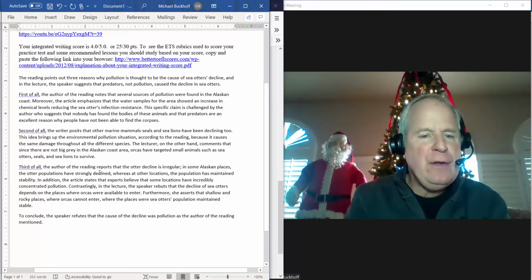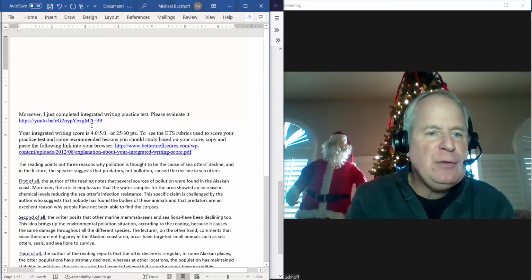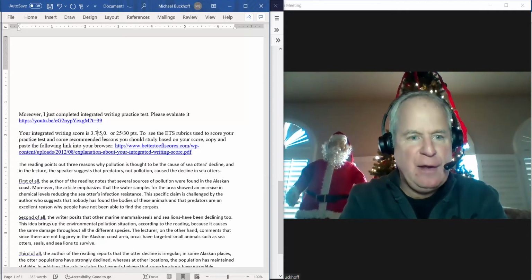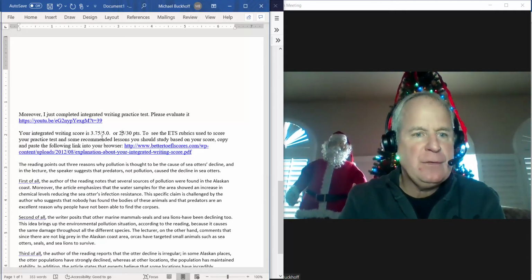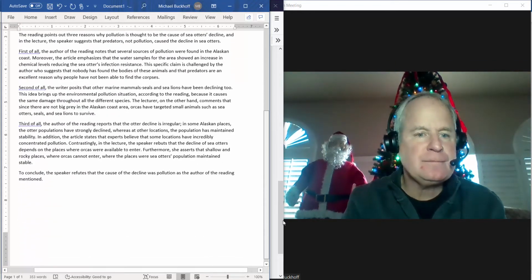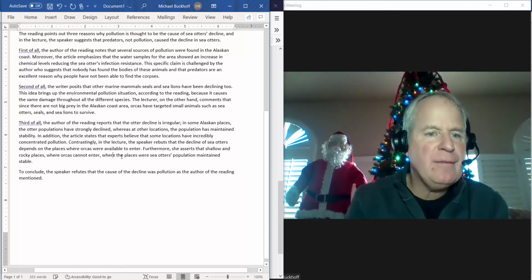Yeah, I don't know. This is a problem here. I'm adjusting the score down one notch. I'm going to go to 3.75 because of that sentence. It's hard to understand what you're trying to say there. She searched shallow and rocky places where orcas cannot enter. I got it.